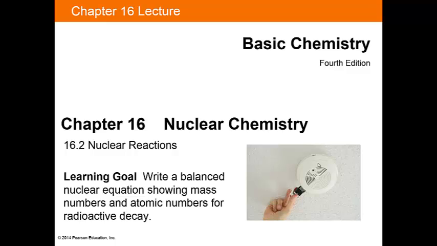Alright, so this is nuclear chemistry part 2. We're going to talk about nuclear reactions, kind of how they work and some of the applications that can be used. So first thing first, we're going to have to write a balanced nuclear equation showing mass number and atomic numbers for radioactive decay. Remember, they're trying to stabilize themselves, so it's what we call radioactive decay. When a radioactive material lets off something in order to become stable, it's decaying.